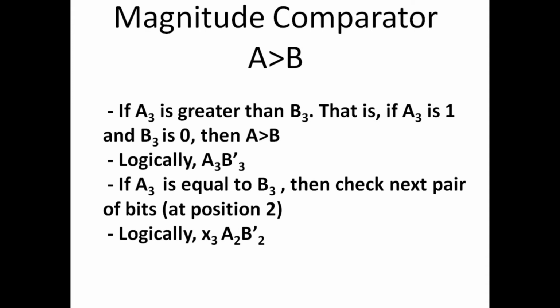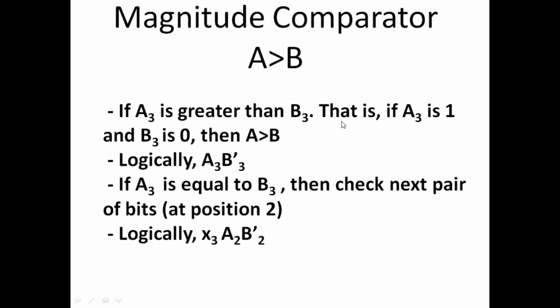If we want to find out if A is greater than B, then the pair at the most significant position of the two numbers must be compared with each other. If a3 is greater than b3, we are comparing the bit position at significant position 3, which is the most significant position when the numbers are 4-bit. So we are comparing a3 with b3. If a3 is greater than b3, then we can say that A is greater than B.